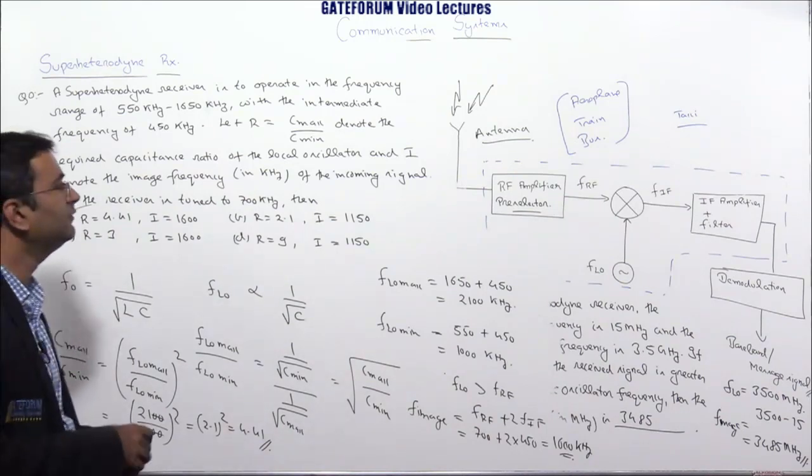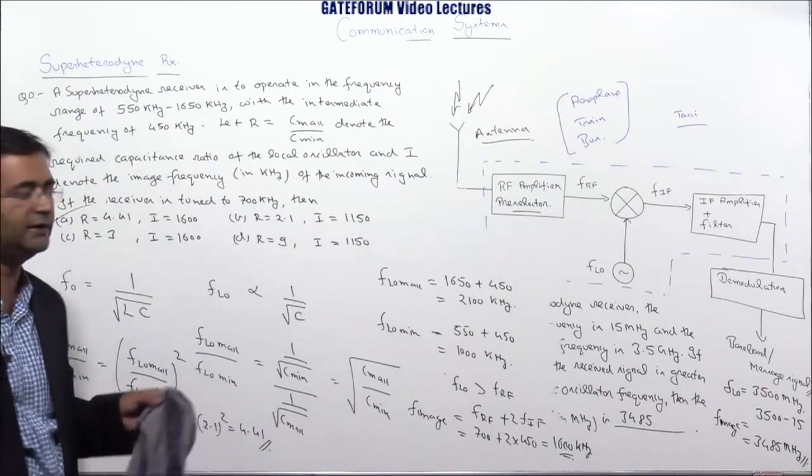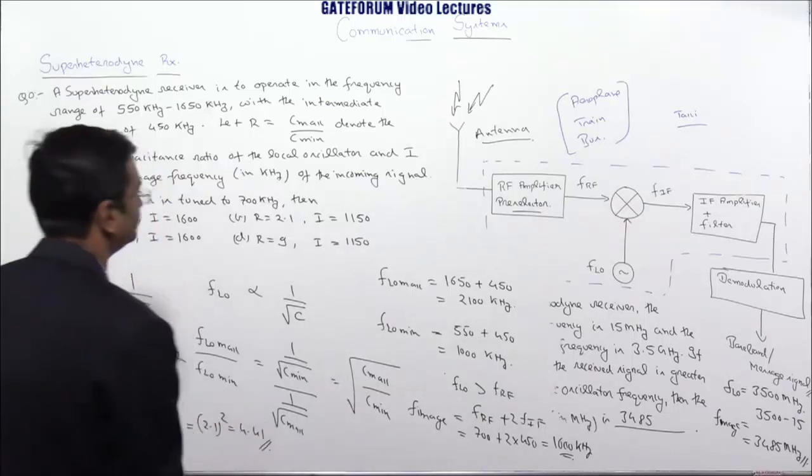See, one more question, of course not related to the superheterodyne receiver directly, but at the transmitting end, if you have a number of channels, then how to find out the overall bandwidth? Let us see that.